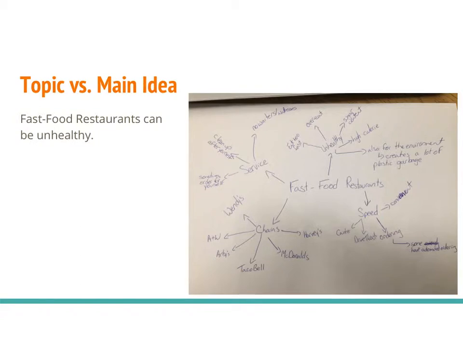So in this one, you can see that I now have a main idea. Fast food restaurants can be unhealthy. So if I look at all my brainstorming, there's only some details here that are relevant. So let's just go through. The list here of chains that I have, this is not relevant to fast food restaurants being unhealthy. The idea about speed, not necessarily relevant, at least not the way I have it written here. The service, not relevant. The only section I have that I could use to write about is this part here, about them being unhealthy.